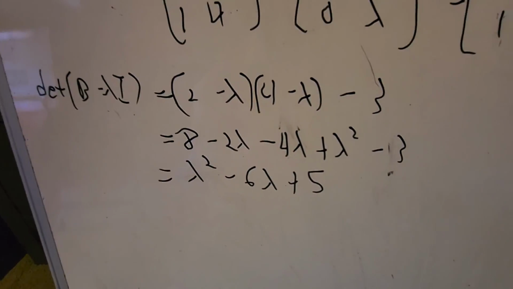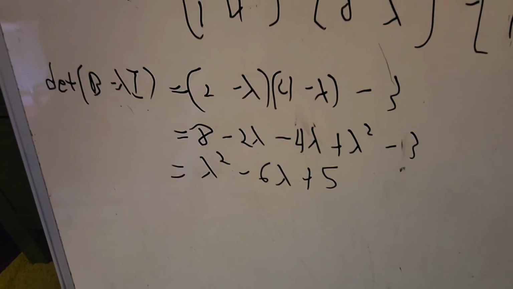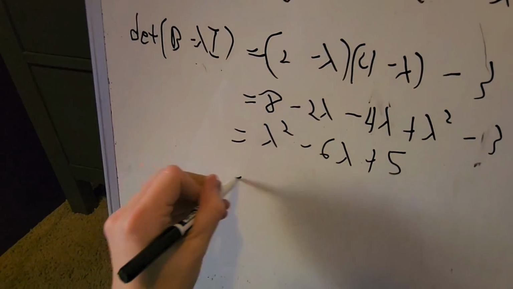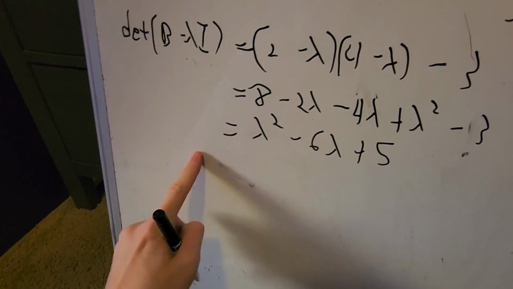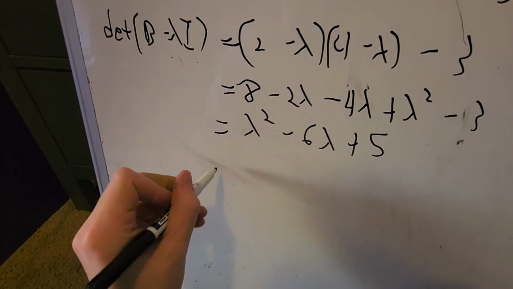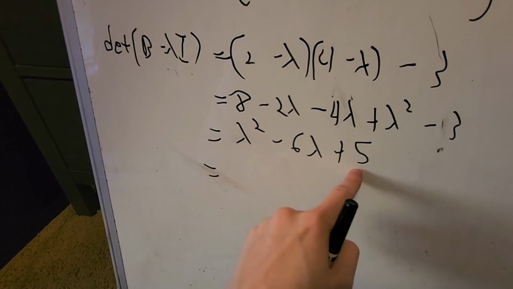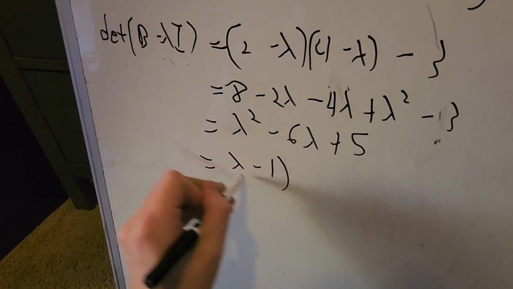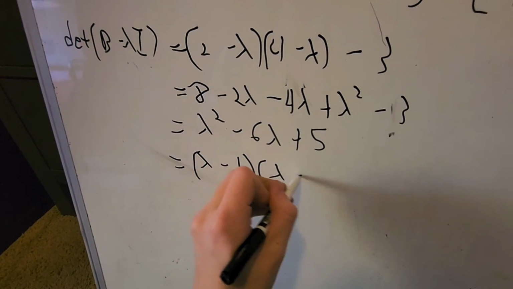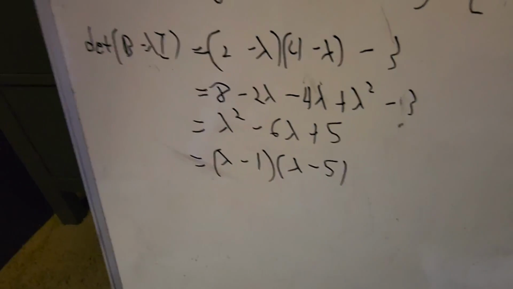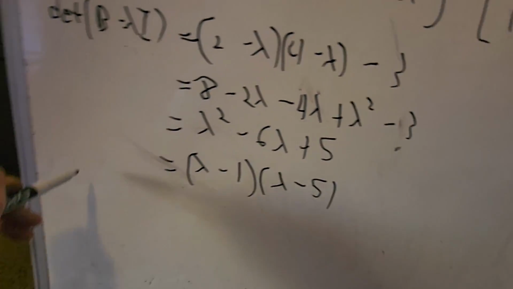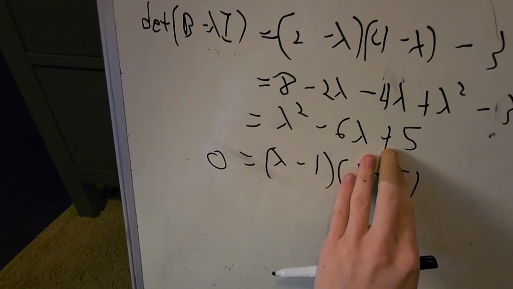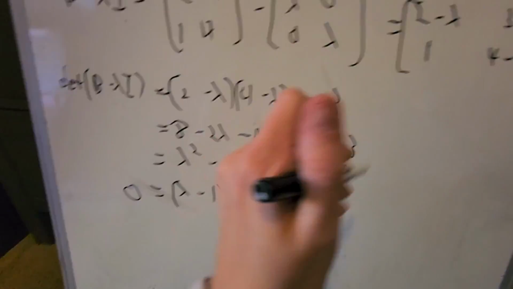So we could factor this, or we could complete the square. And this video is already long enough, so we're just going to factor this. I could show a really cool proof for completing the square. 10 likes on this video and I might actually do that. So we need to figure out what multiplies to 5 and adds to negative 6. It's going to be lambda minus 1 and lambda minus 5. Great. So this means that by the zero product property, lambda equals 1, lambda equals 5.